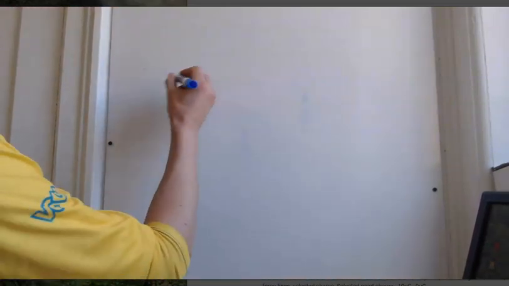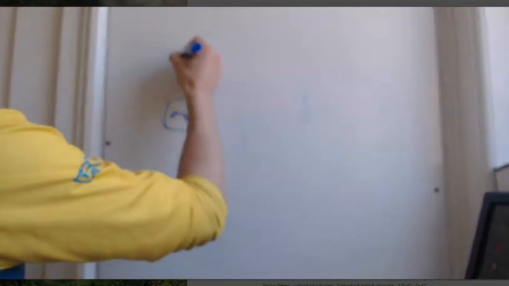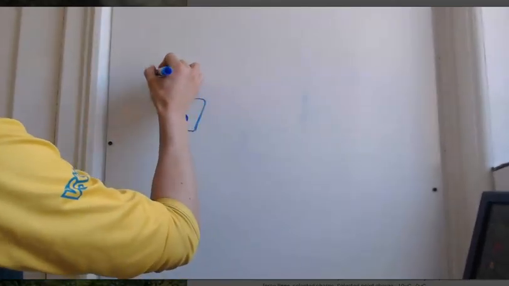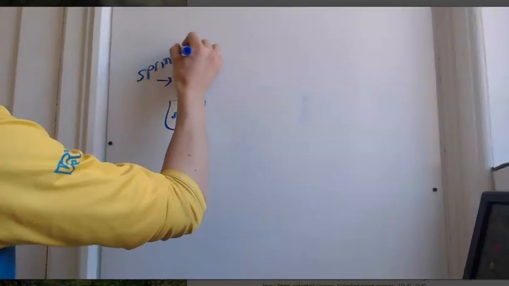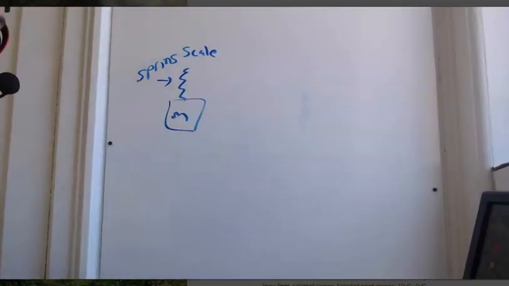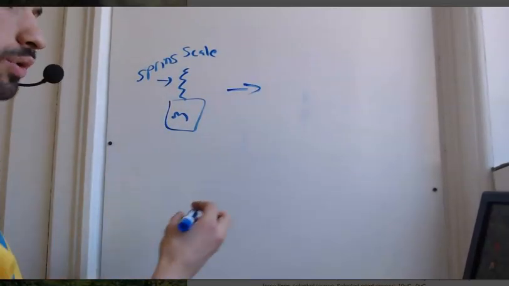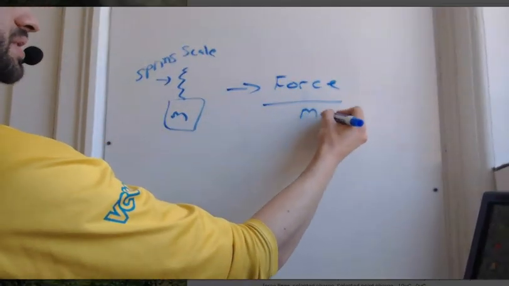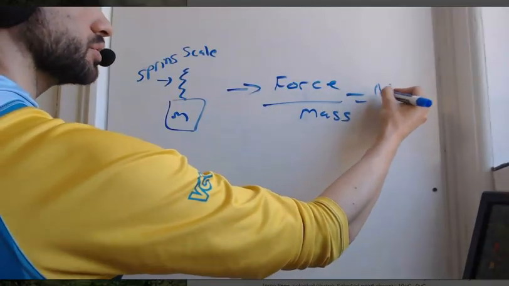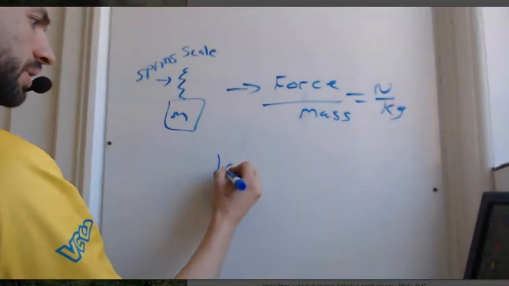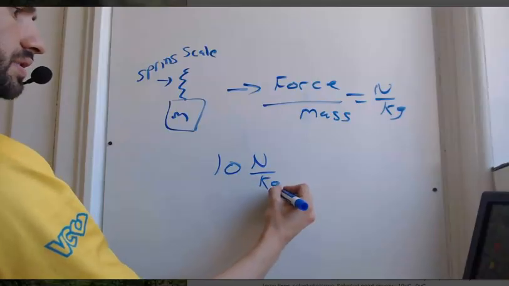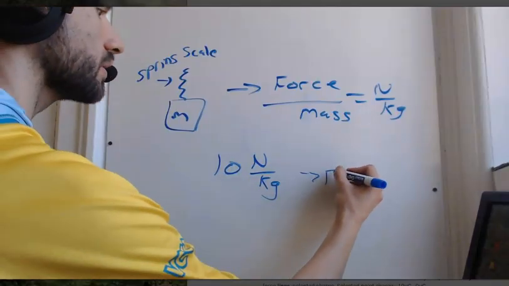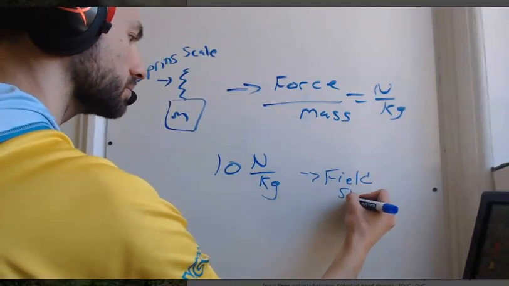Okay, let's talk about electric fields. If you remember a while ago, we took some masses and hung them on a spring scale. When we did that, we found the force on them. We took that force and divided by the mass, and it gave us a value in newtons per kilogram. We found something around 10 newtons per kilogram on the surface of the Earth, and we called this the field strength on the surface of the Earth.